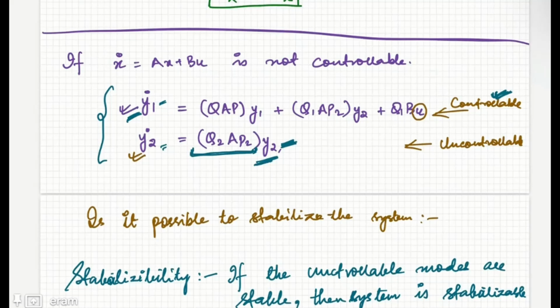So if this matrix is stable, then whatever happens to y1, that is in our control, we can design the controller. But this y2 becomes naturally stable through its own dynamics. So y1 will get stabilized through the controller U, and y2 will get stabilized through its own dynamics. So the whole system will be stabilizable, or can be made stable. That's why we have the notion of stabilizability, where we say that if the uncontrollable modes are stable, then the system is stabilizable.